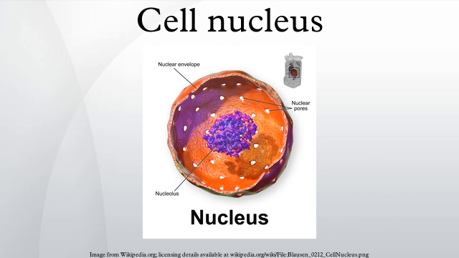PML bodies. Promyelocytic leukemia bodies are spherical bodies found scattered throughout the nucleoplasm, measuring around 0.1 to 1.0 micrometer. They are known by a number of other names, including nuclear domain 10, Kremer bodies, and PML oncogenic domains.